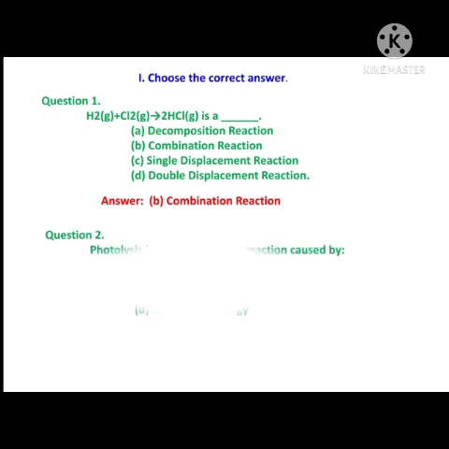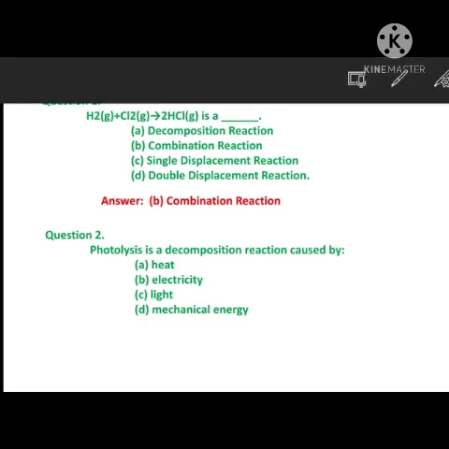Second question: photolysis is a decomposition reaction caused by dash. What do you mean by photolysis? Yes, the decomposition reaction caused by light. That kind of decomposition reaction is called photolysis reaction, otherwise known as photodecomposition reaction. Here the main source is light. That light acts as an energy source to decompose the substance. Therefore, the answer is light.